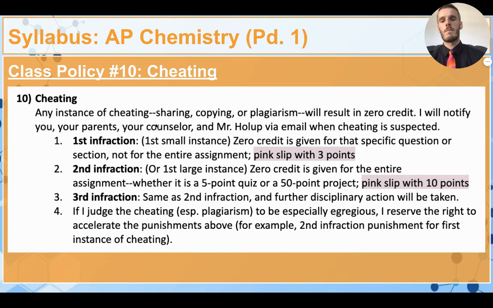Cheating. The first instance of cheating, you will get 0 credit for whatever was copied, and then a pink slip worth 3 points. If it happens again, you get 0 credit for the entire assignment and a pink slip worth 10 points. If it happens a third time, then we're just going right into the student handbook for plagiarism, and that's going to be 15 points in Saturday detention.